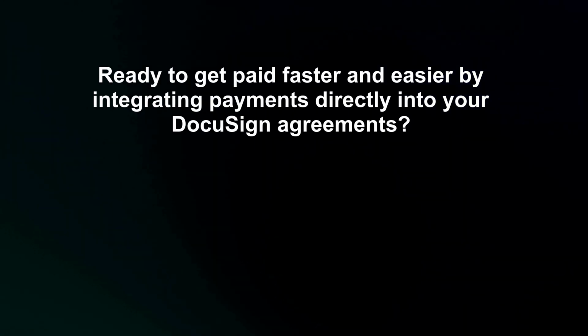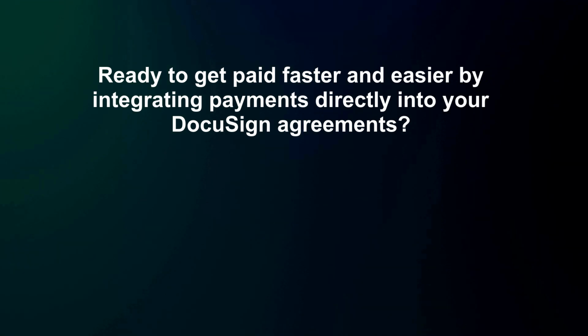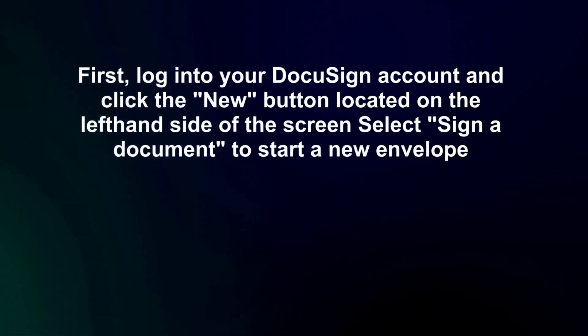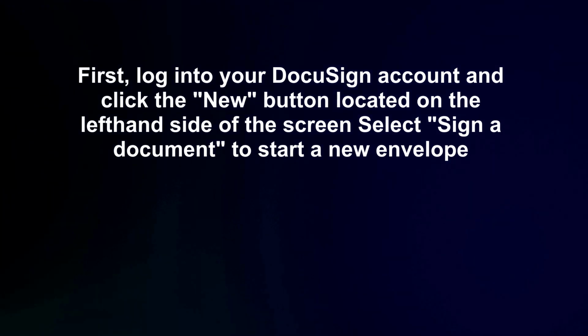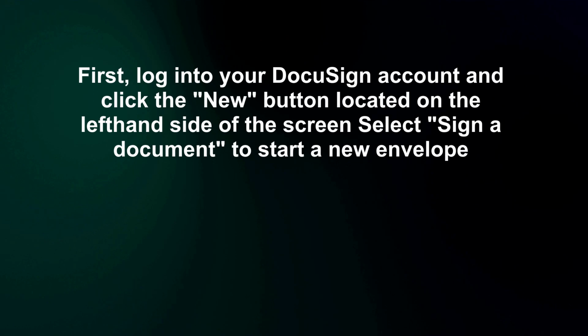Ready to get paid faster and easier by integrating payments directly into your Docusign agreements? First, log into your Docusign account and click the New button located on the left-hand side of the screen. Select Sign a document to start a new envelope.